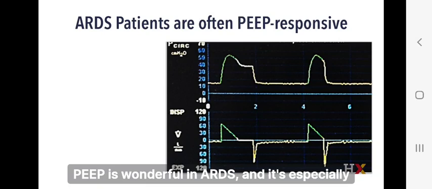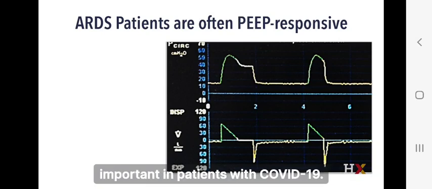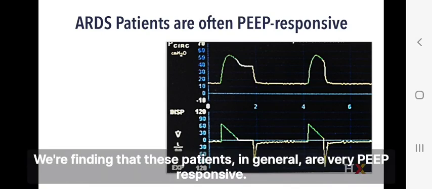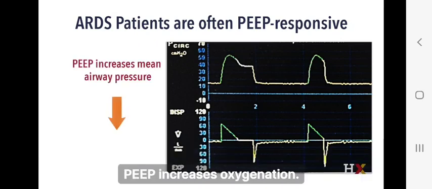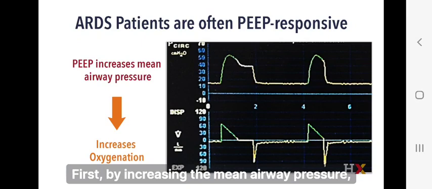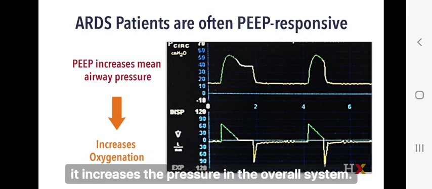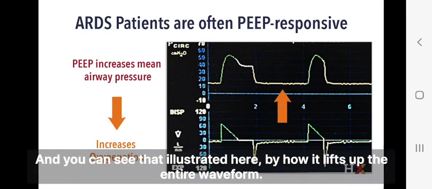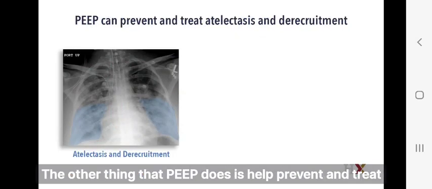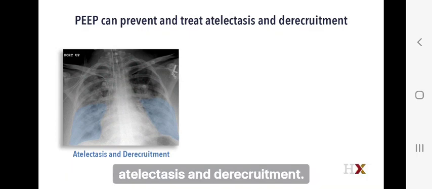PEEP is wonderful in ARDS, and it's especially important in patients with COVID-19. We're finding that these patients in general are very PEEP responsive. PEEP increases oxygenation first by increasing the mean airway pressure. It increases the pressure in the overall system, and you can see that illustrated here by how it lifts up the entire waveform. The other thing that PEEP does is help prevent and treat atelectasis and derecruitment.